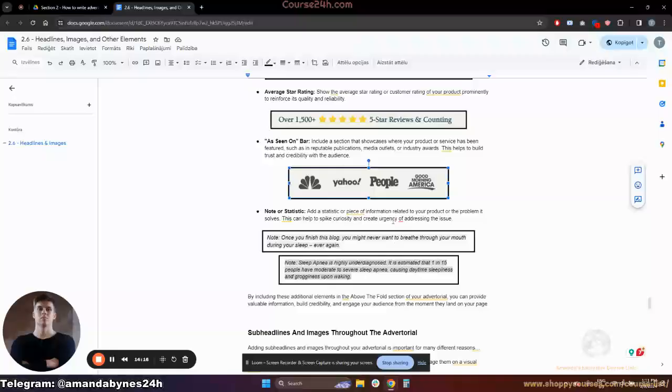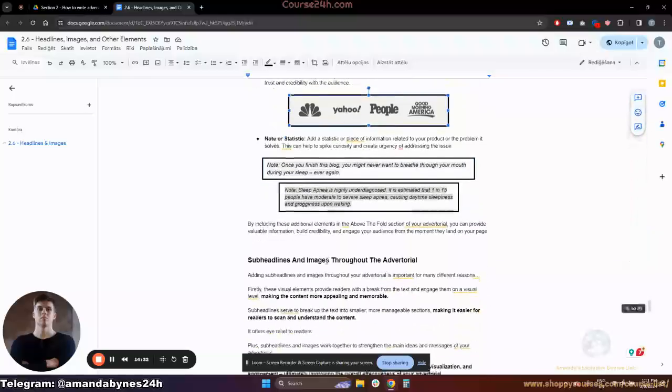Or if you're talking about the fire extinguisher, you can put a note: every 89 seconds, a new house fire starts. This is the best way to keep your house safe and equipped for an emergency. You get the point. Basically, make it a bit dramatic and create more urgency to make the reader want to read it.